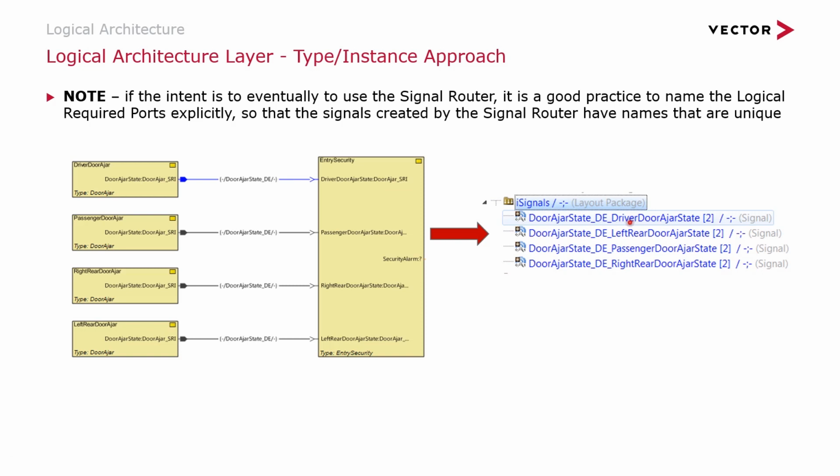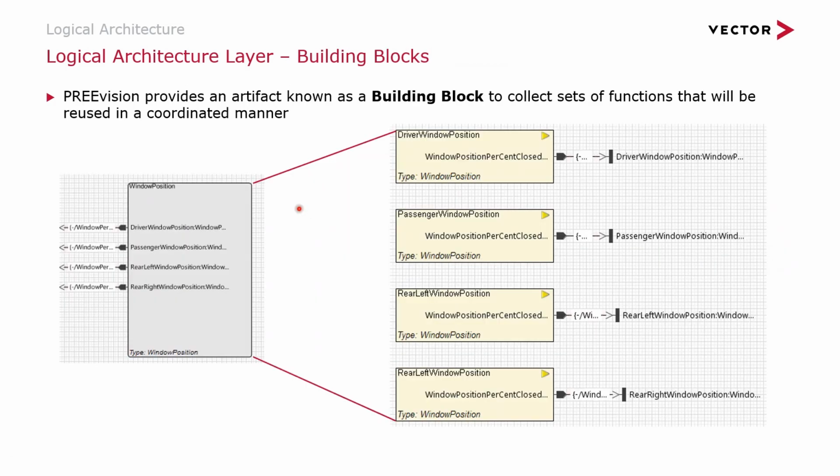I'll go into this more when we go through the router, but this is just a note so that when you're making connections for logical interfaces and ports, you keep in mind that the name for the signal that's generated by the router is based on the name of the port of the receiver.